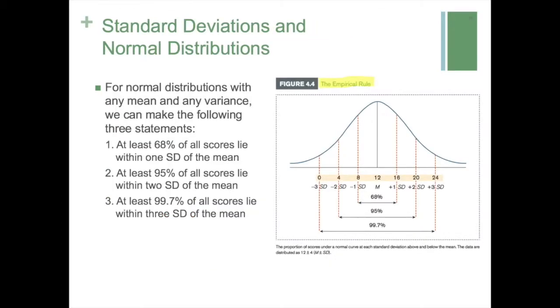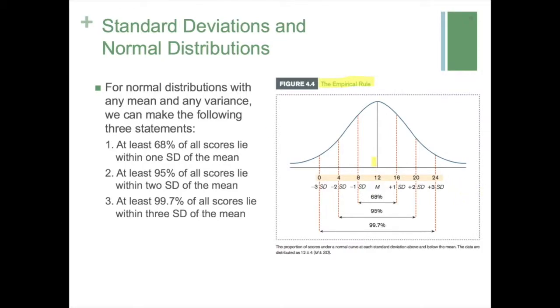So now let's build our conceptual understanding of standard deviations and normal distributions. For a normal distribution with any mean and any variance, there are empirical statements that we can make about the relationship of the standard deviation and the percent of scores that fall around the mean. Remember, the standard deviation is how far and how spread scores are around the mean. This first empirical statement is that at least 68% of all scores lie within one standard deviation of the mean.